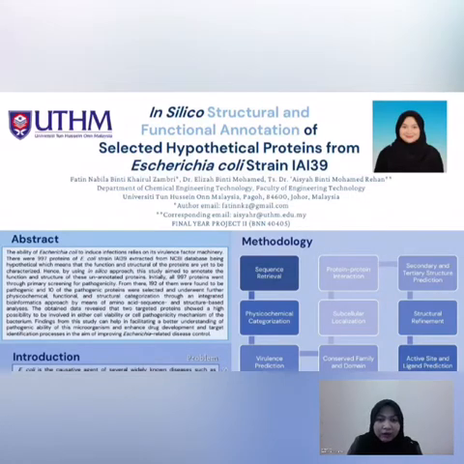From there, 192 of them were found to be pathogenic and 10 of the pathogenic proteins were selected and underwent further physicochemical, functional, and structural categorization through an integrated bioinformatics approach by means of amino acid sequence and structure-based analysis. The obtained data revealed that 2 targeted proteins showed a high possibility to be involved in either cell viability or cell pathogenicity mechanism of the bacterium. Findings from this study can help in facilitating a better understanding of pathogenic ability of this microorganism and enhance drug development and target identification processes in the aim of improving Escherichia-related disease control.